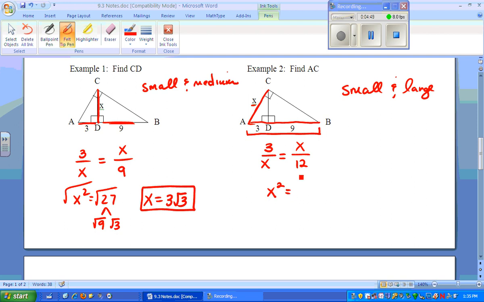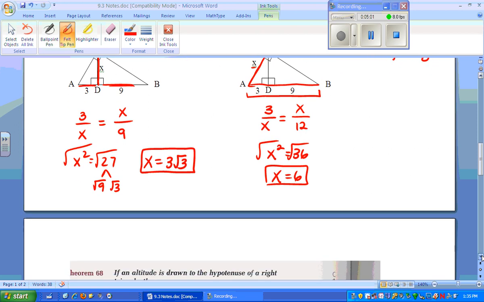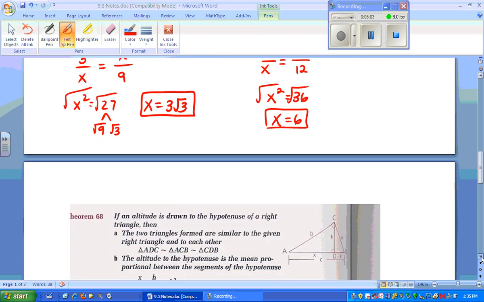Cross multiply, x squared is equal to 36. Unsquare the square, x this time is equal to 6. And you don't need the negative one, even though you're getting both answers. And that's due to the fact that you can't have a negative side length.